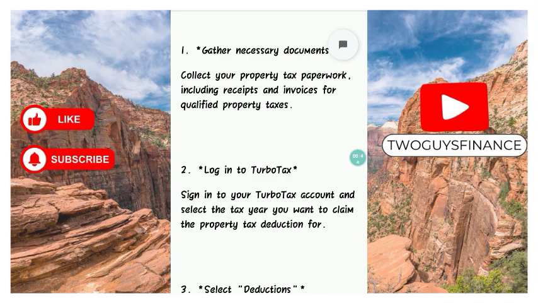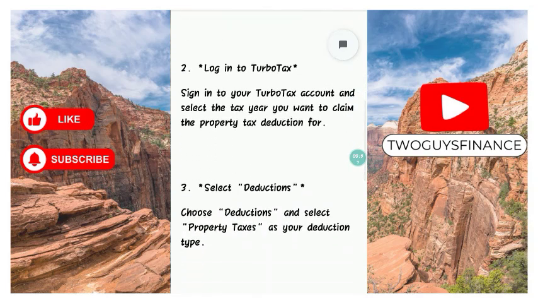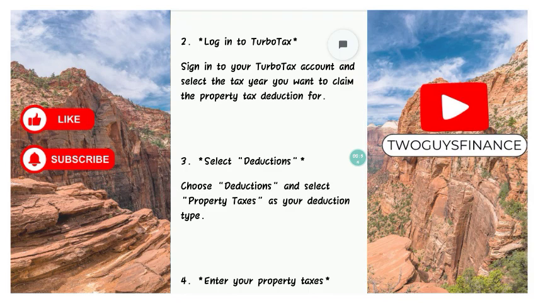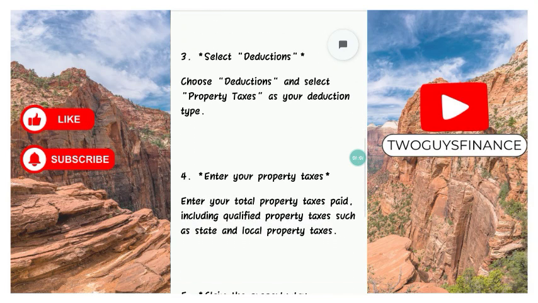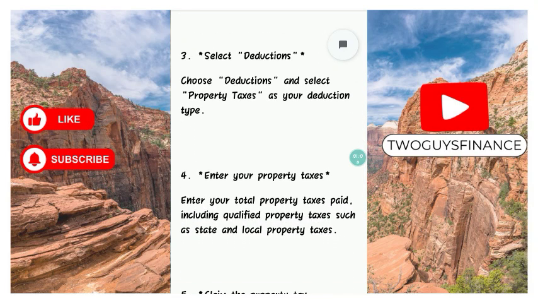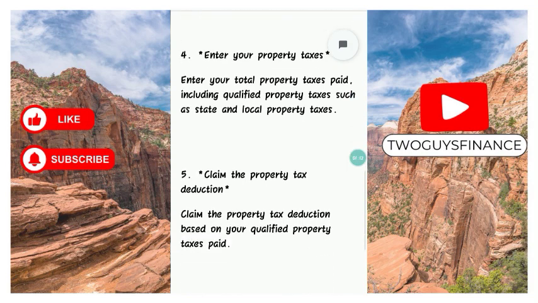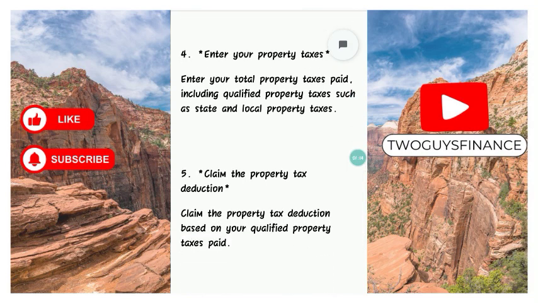Once you're logged in, you're going to select the tax year that you want to claim the property tax deductions for. Once you've selected that, the next thing you're going to do is choose deductions and then select property taxes as your deduction type. Next up, you're going to enter your total property taxes paid, including qualified property taxes such as state and local property taxes. Next, you're going to claim the property tax deductions based on your qualified property taxes paid.